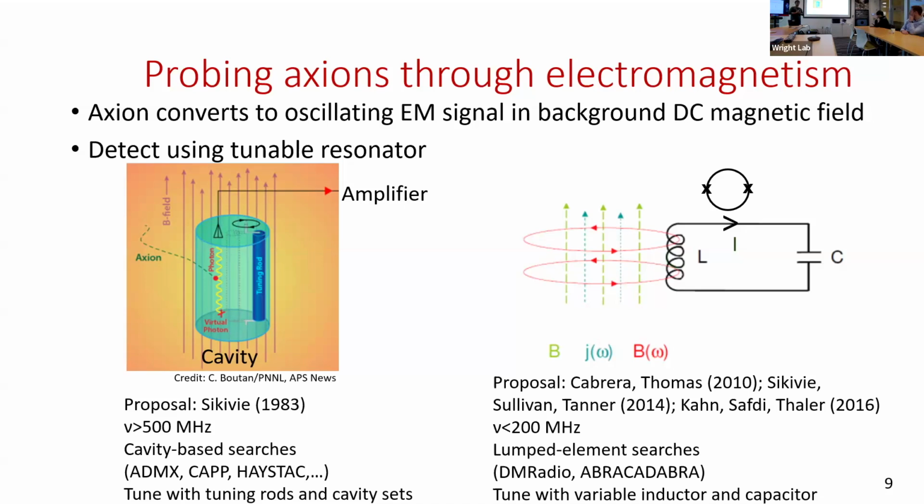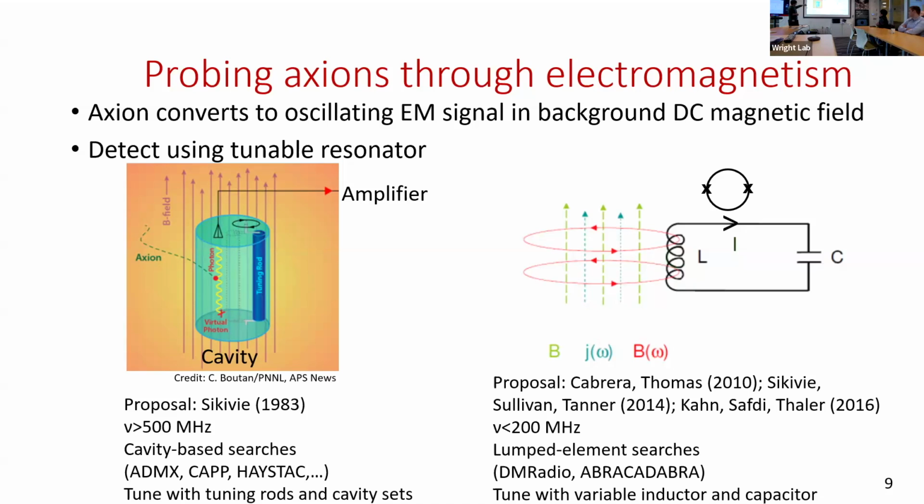Instead, I can talk about it in a waves picture, where this axion wave at frequency hf plus mc squared converts to an electromagnetic signal at the same frequency. And so now it's a matter of detecting this very feeble electromagnetic signal. So you start thinking about radio techniques to do something like this.